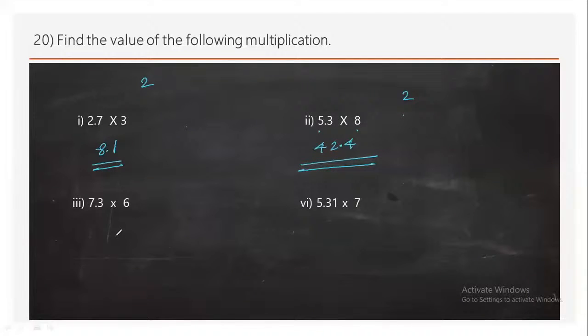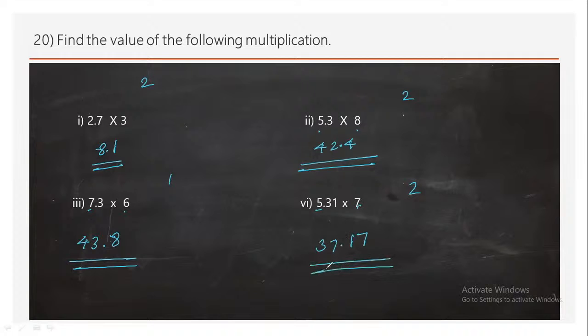6 times 3, 18. 1 remaining. 6 times 7, 42 and 1, 43. 7 here, 7 times 3, 21, 2 remaining. 7 times 5, 35 and 2, 37. 2 decimal places, 37.17.